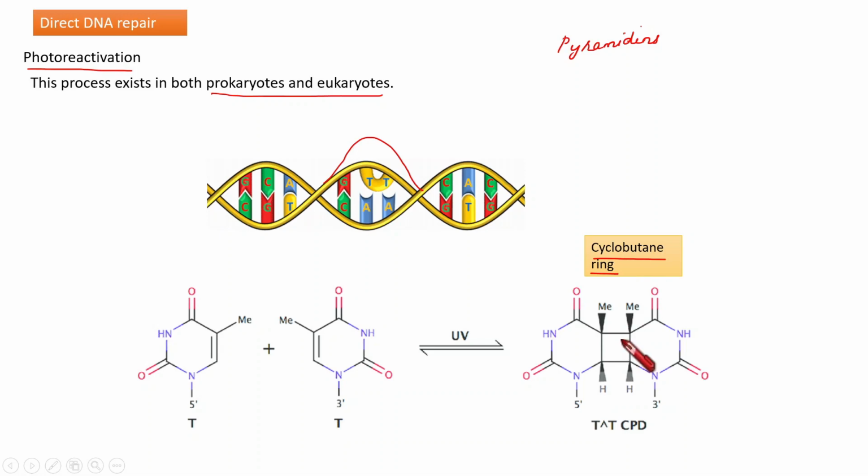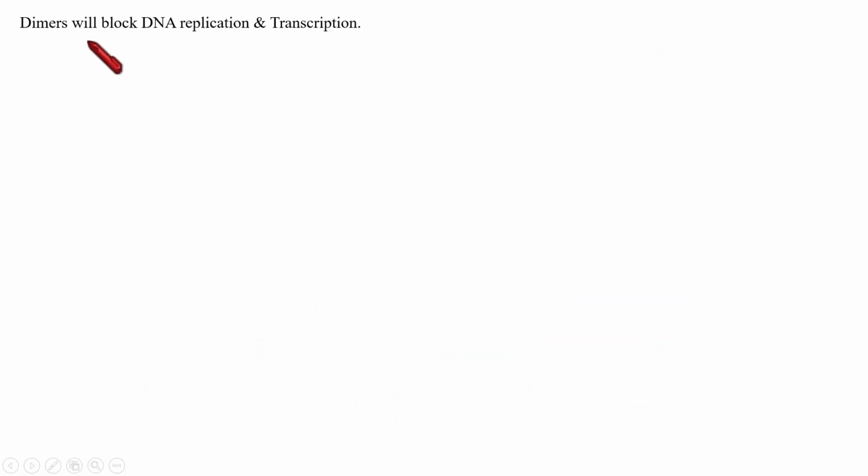So that's the problem. We need to correct that problem. Only then is it possible to bring about transcription or replication for this DNA. Okay. So let's see that. Okay, these dimers will block DNA replication and transcription, that I already told you.